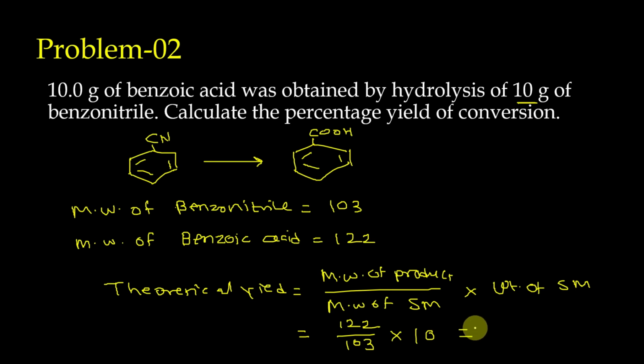So you will get your answer. The theoretical yield will be 11.84 gram. Right? Now we'll calculate percentage yield. What is the formula for percentage yield?